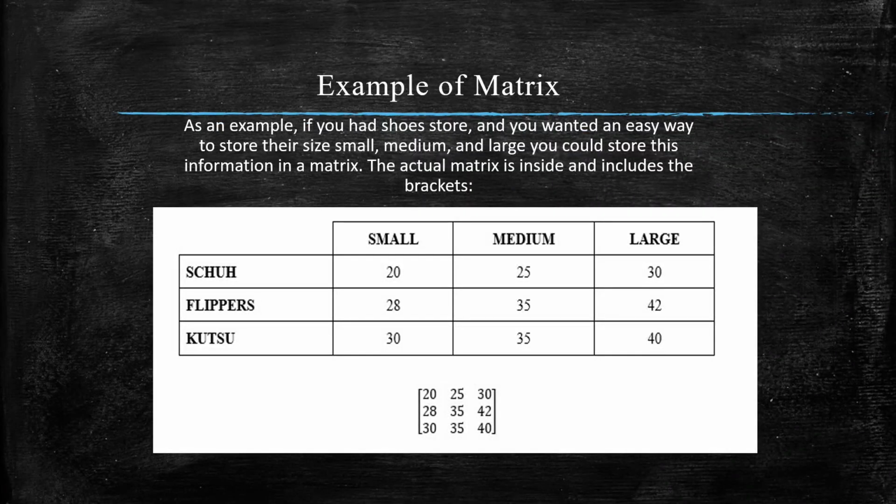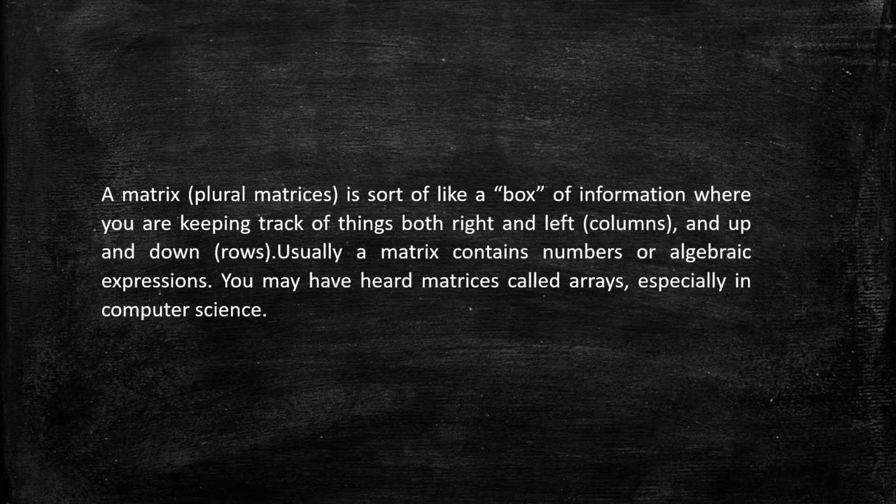Example of a matrix. As an example, if you had a shoe store and you wanted an easy way to store their sizes, small, medium and large, you could store this information in a matrix. The actual matrix is inside and includes the brackets. In this example, you can see that we use a 3 times 3 matrix because it has 3 rows and 3 columns. A matrix is sort of like a box of information where you are keeping track of things both right and left, which we call columns, and up and down, which we call rows.